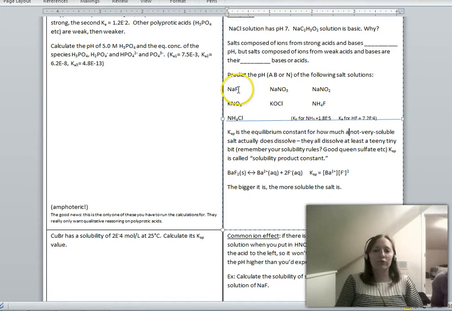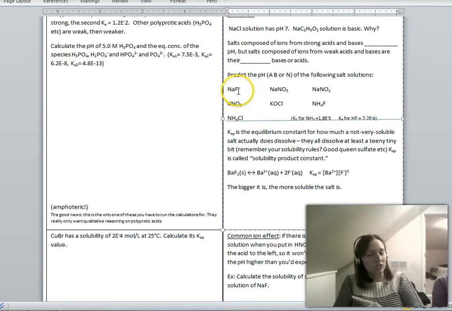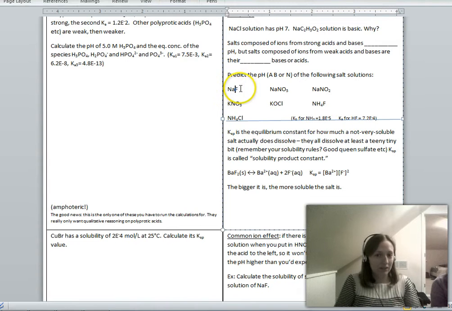All right, sodium fluoride. Sodium is from sodium hydroxide. Fluoride is from hydrofluoric acid. Sodium hydroxide is strong or weak? Strong. So it's irrelevant. Hydrofluoric acid is a weak acid. A weak acid gives you fluoride, which is the conjugate base of a weak acid, so it's going to make this slightly basic.